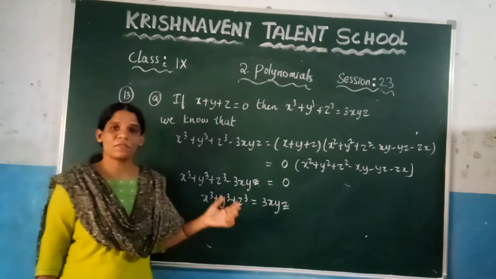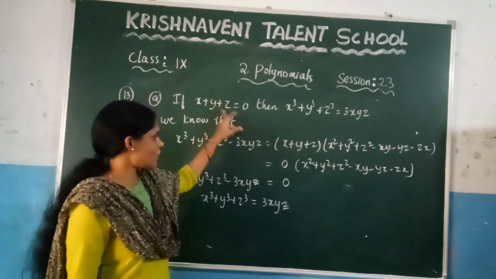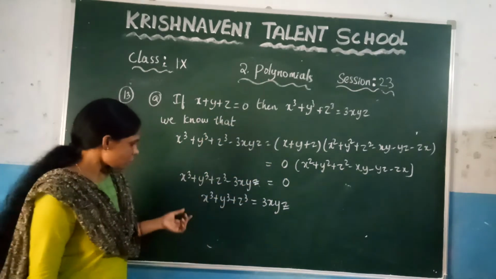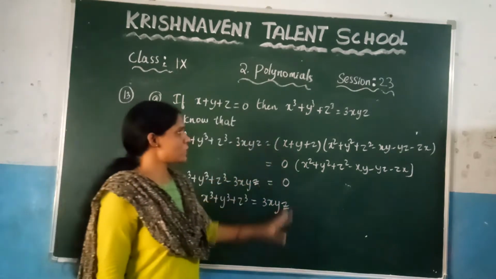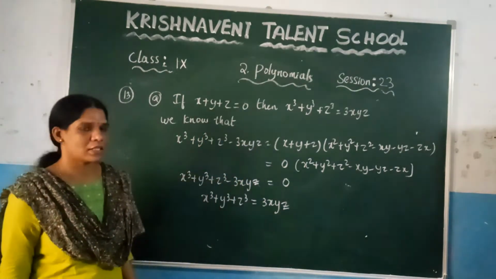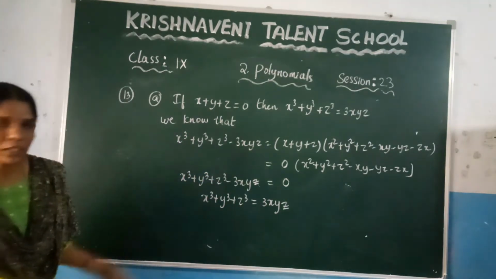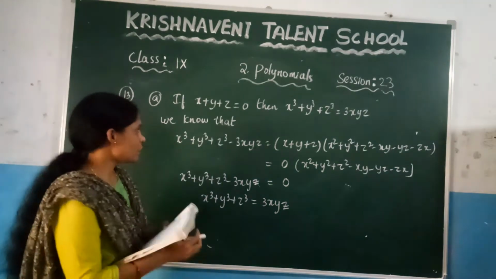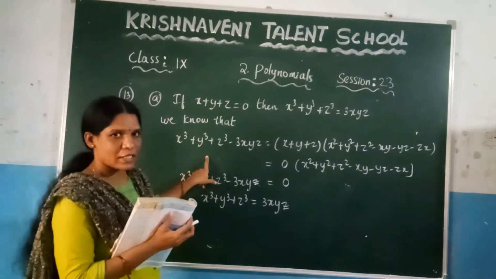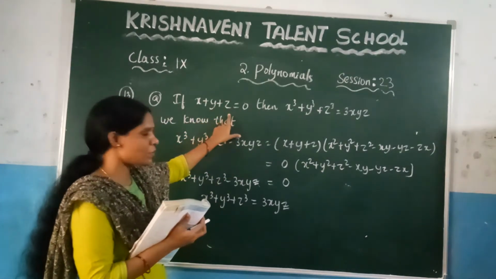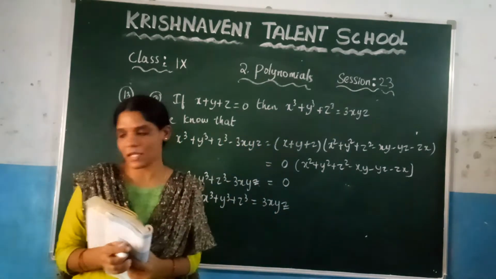For that reason we have applied the identity that we know. We know this identity, and what they have given, just substitute it so that we can come to know that if x plus y plus z is equal to 0, then x cube plus y cube plus z cube is equal to 3xyz. This result we are going to use in the next problems, so this result is very important. That means if you are given this identity, and in this identity x plus y plus z is equal to 0, then we can say that x cube plus y cube plus z cube is equal to 3xyz.